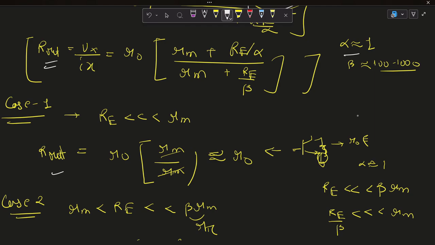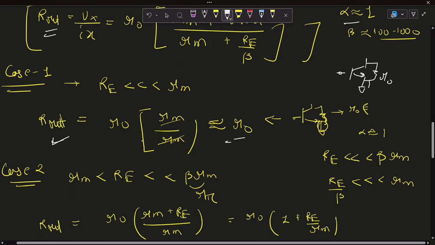Okay, it is looking like a simple BJT stage where the emitter is connected to ground. There is no such resistance, as Re is much smaller. So this is behaving like this. This stage has an output impedance of R naught. So we can see this in the expression as well. So Rout is R naught for this case 1.